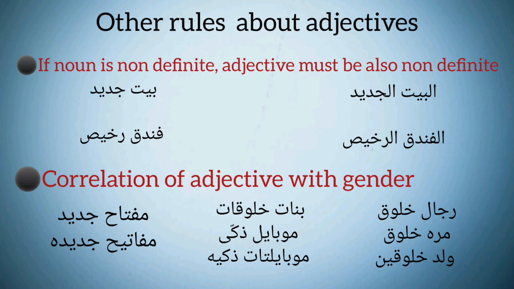And the second rule is the correlation of the adjective with gender. The adjectives have to fit in with the nouns in terms of gender. Okay. رجال خلوق. رجال means man, and man is singular and masculine, and we have to use a masculine adjective. خلوق means moral or ethical. Ethical man or moral man.